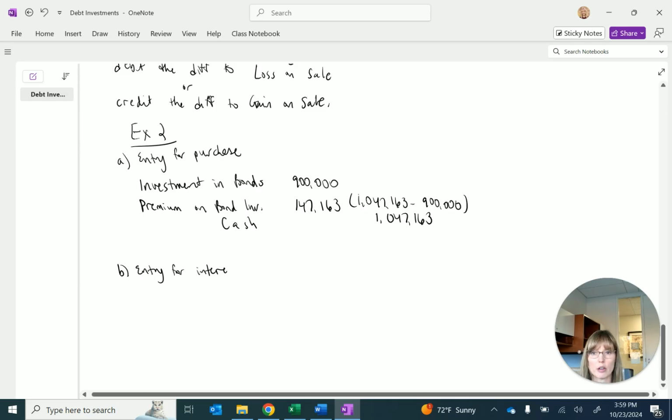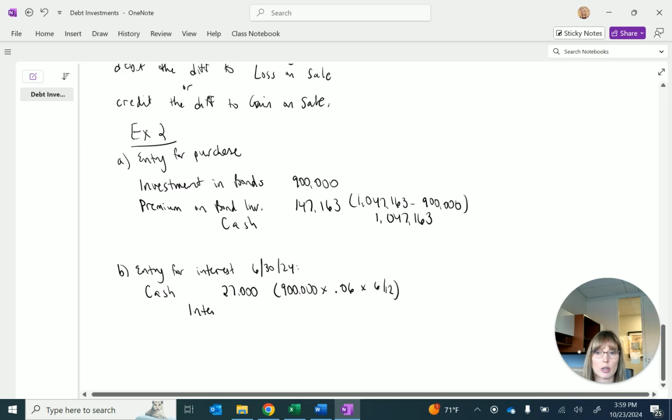Entry for interest on that first payment date, which would be June 30th, 2024. We're receiving cash. The interest that we receive is based on the terms of that bond investment: face value 900,000, the stated rate on the bond was 6%. These are semi-annual, so times 6 out of 12, and that's going to work out to be 27,000.